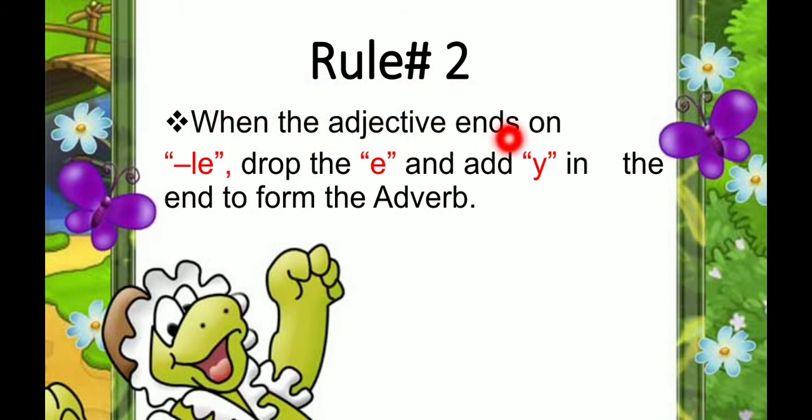When the adjective ends on le, drop the e and add y in the end to form the adverb. So rule number 2 says that if there is le in the end of the adjective, what we have to do? We have to drop e and add y in the end, right? Let's see some examples to get this idea clear.